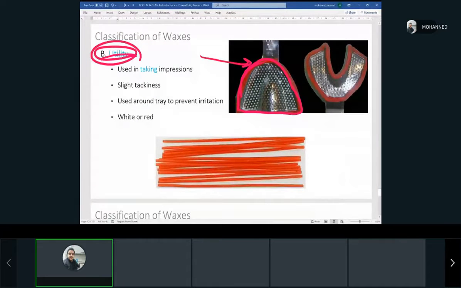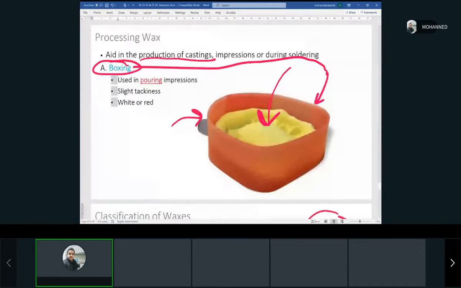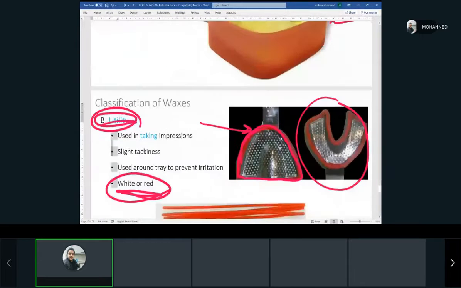It can be red or white. And again, we're going to use it later on. So again, if I give you a picture of this and I ask you what wax type is that, you know that this is utility wax, and it's used to help take impressions, right? This is boxing wax. Again, you can recognize these pictures.